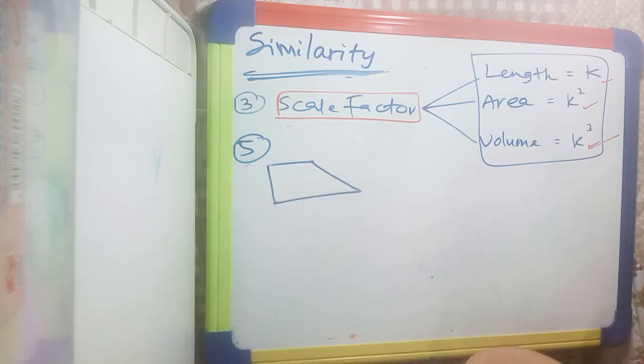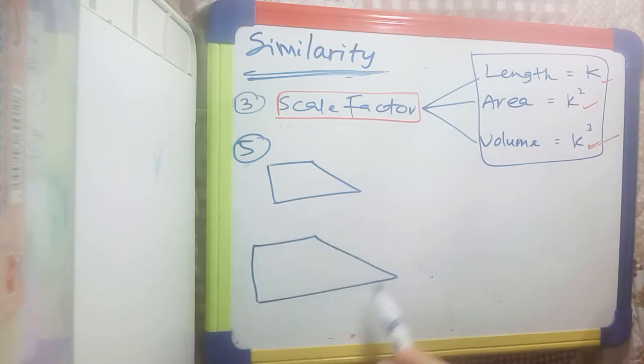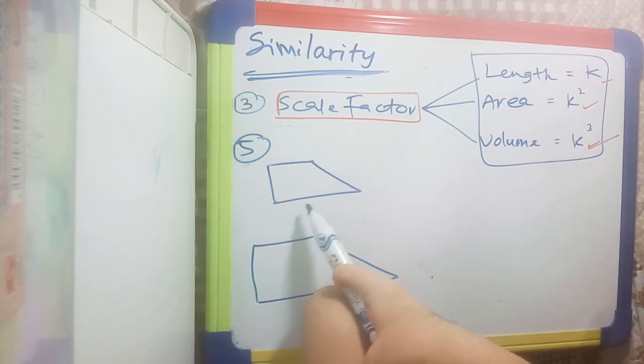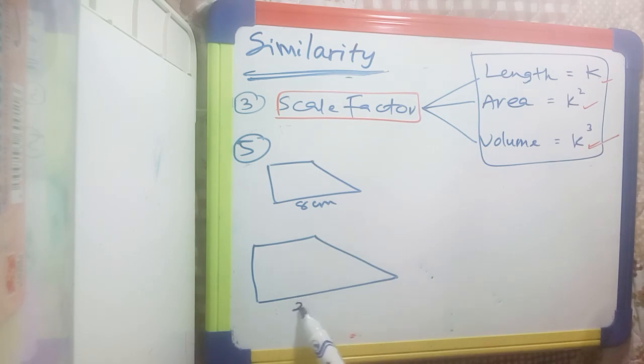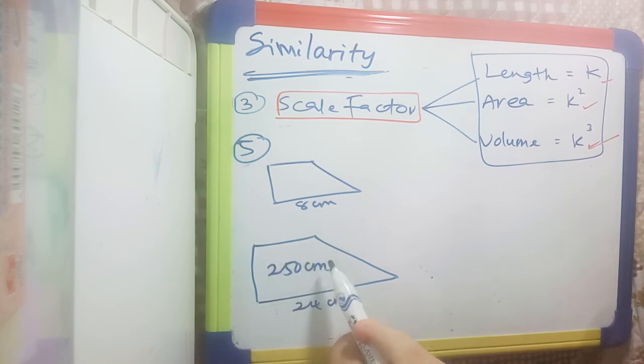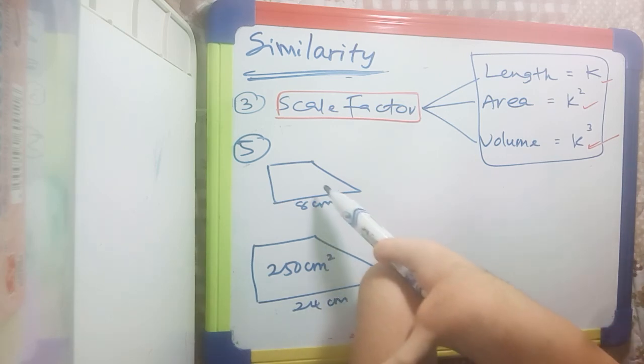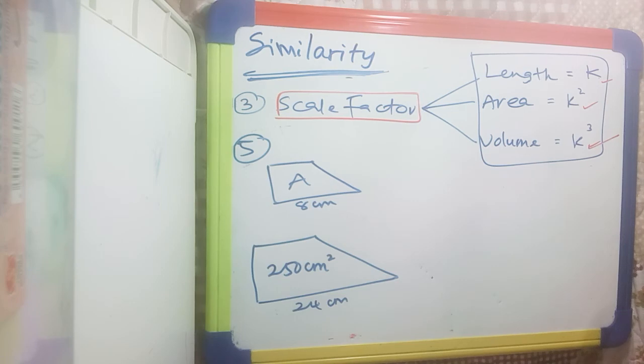Okay, this is the small trapezium, this is the big trapezium. Given for the small trapezium, let's say the base over here we put it as 8, and then over here let's say 24. This is not to scale. This is 8 cm, this is 24 cm, and then I give you the area of the big one is 250 cm square. Area of the small one is A, we don't know.